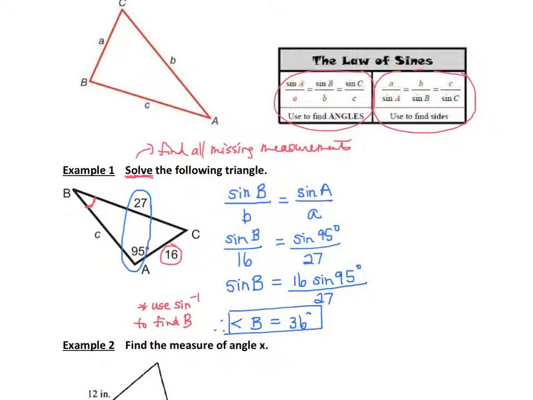Okay, so let's number this so we don't get confused later. So here's the first thing we did. Now we're going to find the measure of angle C. And of course we know the angles in a triangle add up to 180 degrees. So we can find the measure of angle C by subtracting the known angles from 180. So 180 minus 95 minus 36 tells us that angle C is about 49 degrees.